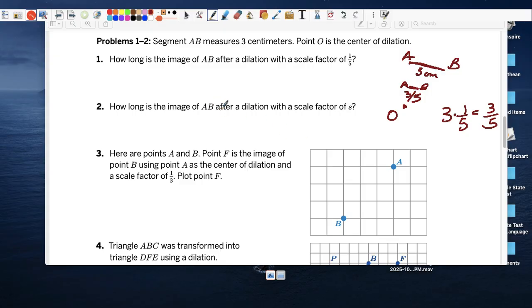How long is the image of AB after dilation with a scale factor of S? Well, it's going to be 3 times whatever S is, right? And that's your answer, right? We don't know what S is, so we use the variable S. So the scale factor times AB is going to be whatever we multiply, whatever 3 multiplies by, okay? Whatever the scale factor is.